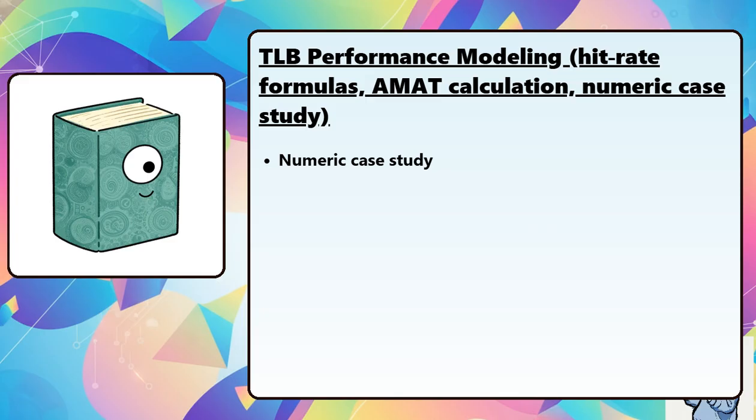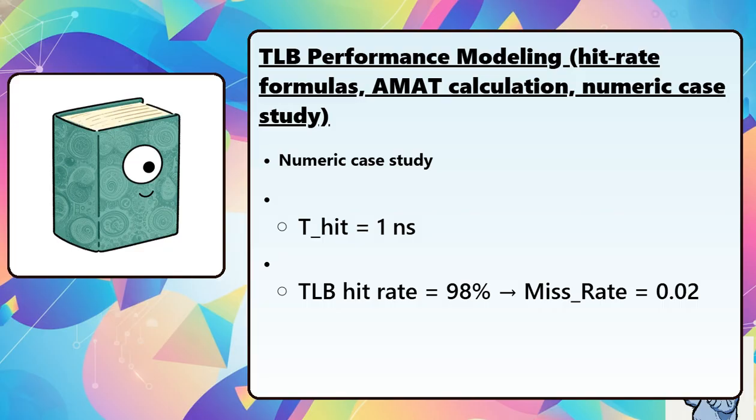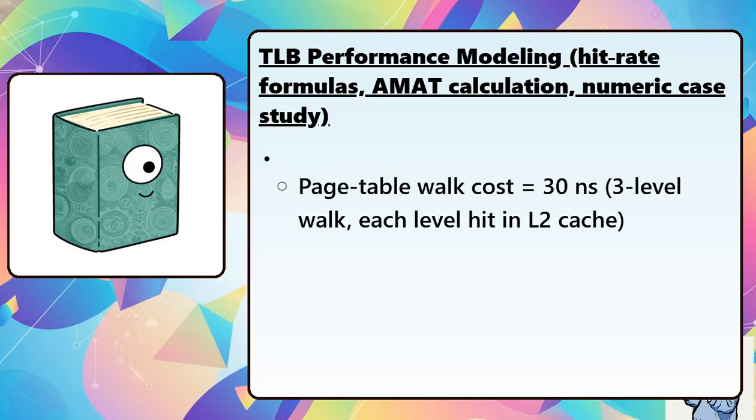Numeric case study. T_hit equals 1 nanosecond. TLB hit rate equals 98%, so miss rate equals 0.02. Page table walk cost equals 30 nanoseconds, a 3-level walk, each level hit in L2 cache. AMAT equals 1 nanosecond plus 0.02 times 30 nanoseconds, equals 1 nanosecond plus 0.6 nanoseconds, equals 1.6 nanoseconds.